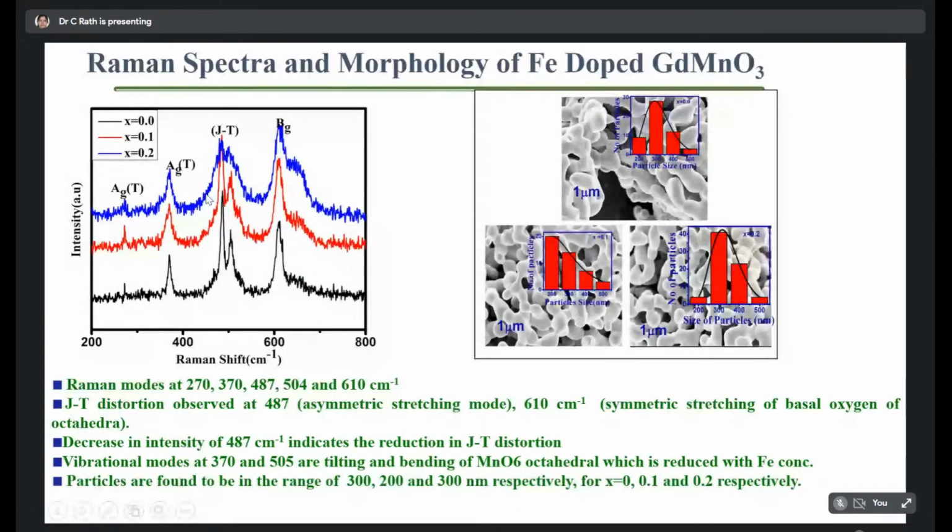Jahn-Teller distortion is observed due to 487. This one is 487, which is the asymmetric stretching mode, and 610 is the symmetric stretching of basal oxygen of octahedra. Both these modes indicate the Jahn-Teller distortion.